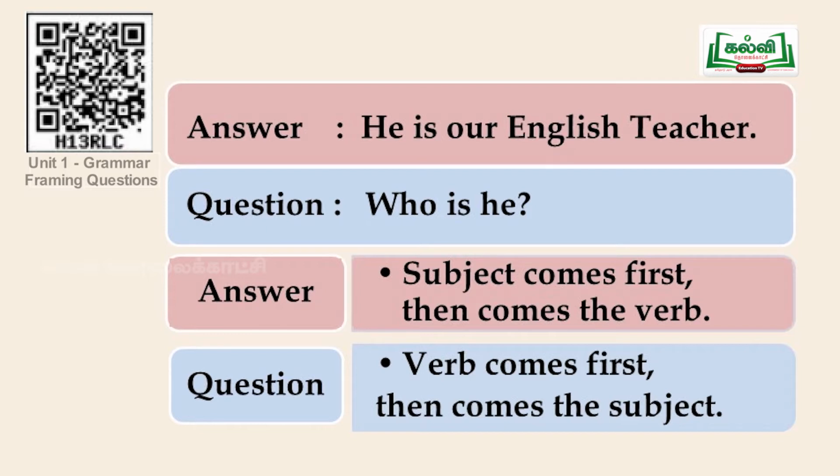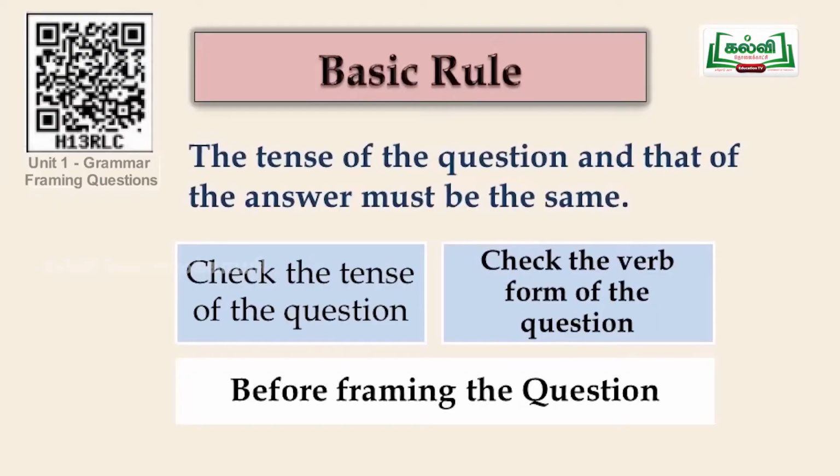Note this important point. In the sentence, subject comes first and then the verb. But in the question, verb comes first. So, just remember this. In the sentence, subject comes first and then the verb. In the question, verb comes first and then the subject. Now, what is the basic rule to frame a question? Yes, you should know this. The tense of the answer sentence and the tense of the question must be the same. This is the basic rule.